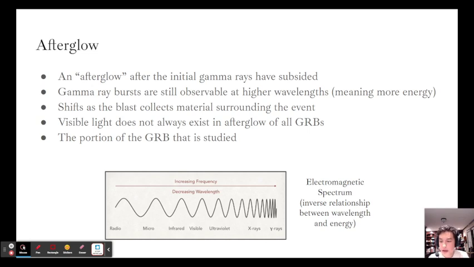And so here is the electromagnetic spectrum. So there's an inverse relationship between wavelength and energy. And so gamma ray bursts, which have very low wavelengths, have very high amounts of energy. And as it goes into an afterglow phase, it loses its energy, which means it gains higher wavelength.